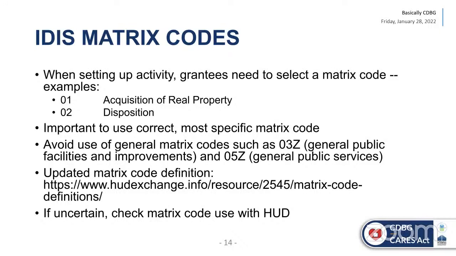CDBG programs use matrix codes to identify eligible activities. We have more than 100 matrix codes for different types of activities. Of course, we don't have a matrix code for every type of activity, especially for public facilities and public services. We just have matrix codes for the most commonly used public services.